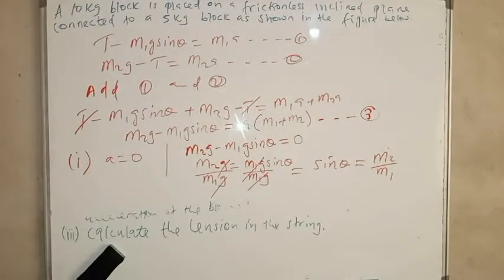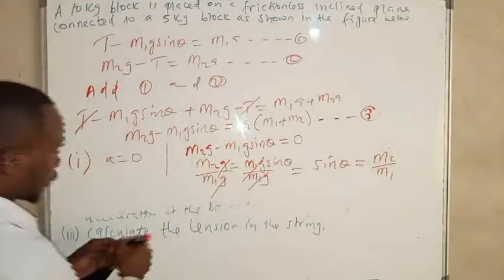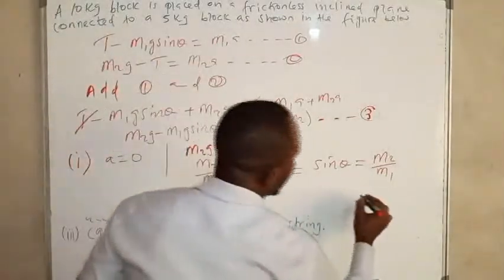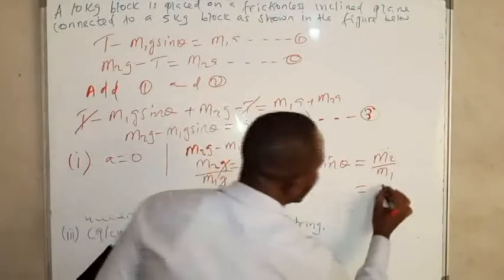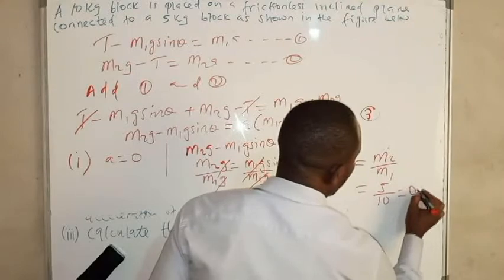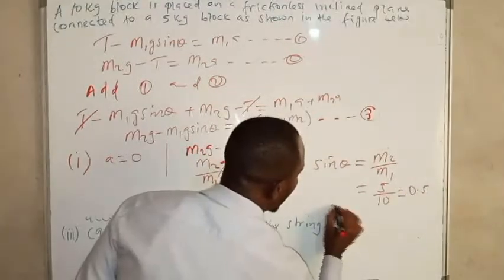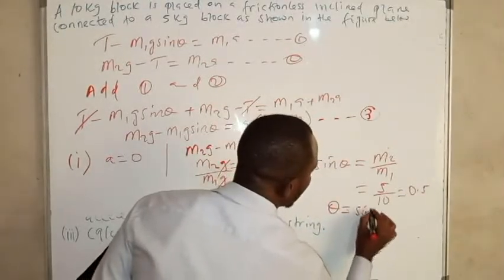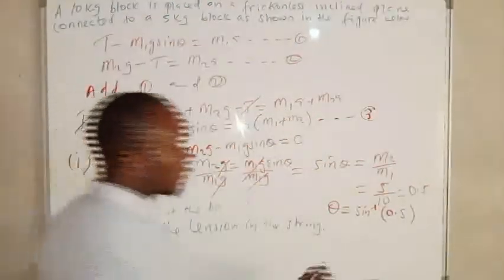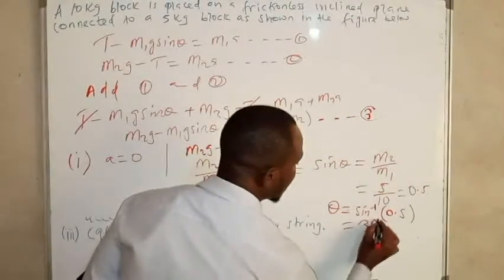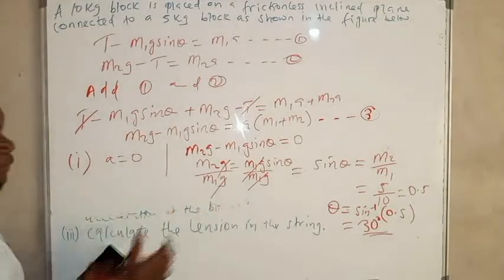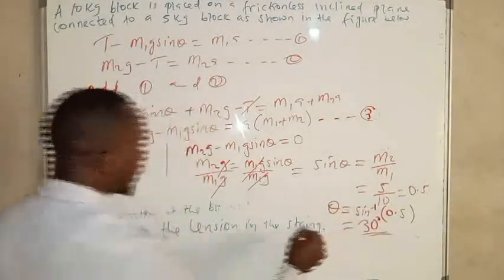Now, from the data that we have, m1 was 10 and m2 was 5 kg. So here we have m2, which is 5, over 10, which gives us 0.5. And theta is found by just the sine inverse of 0.5. When we punch this on a calculator, we get 30 degrees. So this is the angle at which the incline should be so that the blocks are motionless.